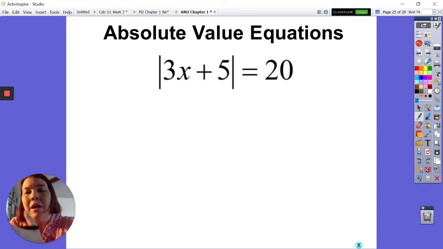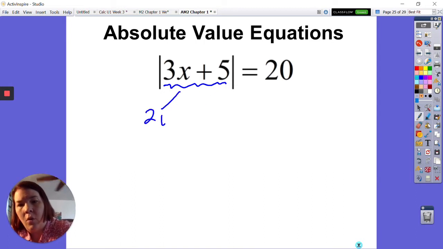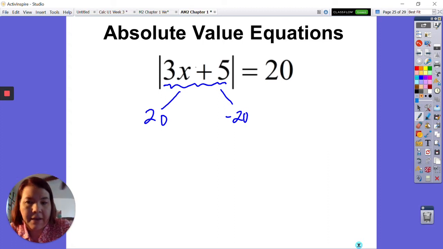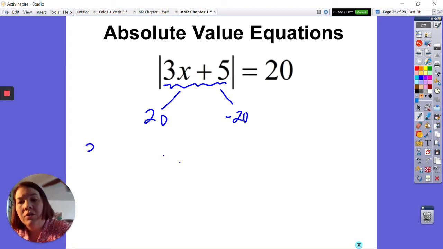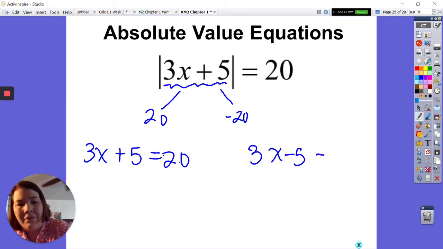So we're going to talk about the look inside for just a minute. We know this stuff is either 20 or it's negative 20. Because when I take the absolute value of it, I get 20. So the stuff is either 20 or negative 20. So this actually implies two separate equations. So what I do is I look at the stuff and I make it 20 or negative 20.